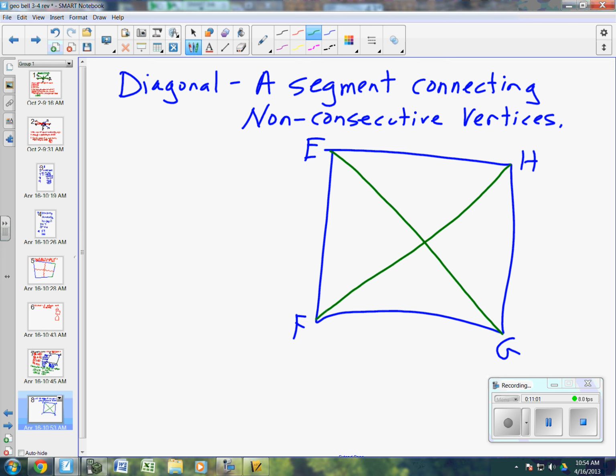Any quadrilateral only has two diagonals because you only have two pairs of opposite vertices, right? If you have a pentagon like this, all of a sudden now you have more diagonals. You have one there, one there. You have one there and one there. And you have one there. All of a sudden you got lots of diagonals, right? The more sides your polygon has, the more diagonals it's going to have. Okay?